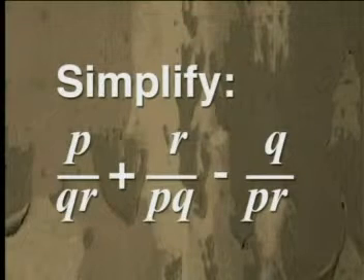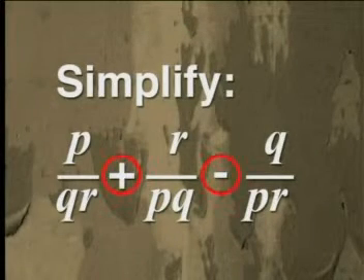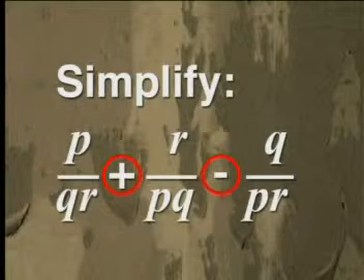Simplify P divided by QR plus R divided by PQ minus Q divided by PR. What do you see between these fractions? Yes, a plus sign and a minus sign. So this involves addition and subtraction of fractions. What needs to be done? Well, think about it. We did this in a previous lesson.